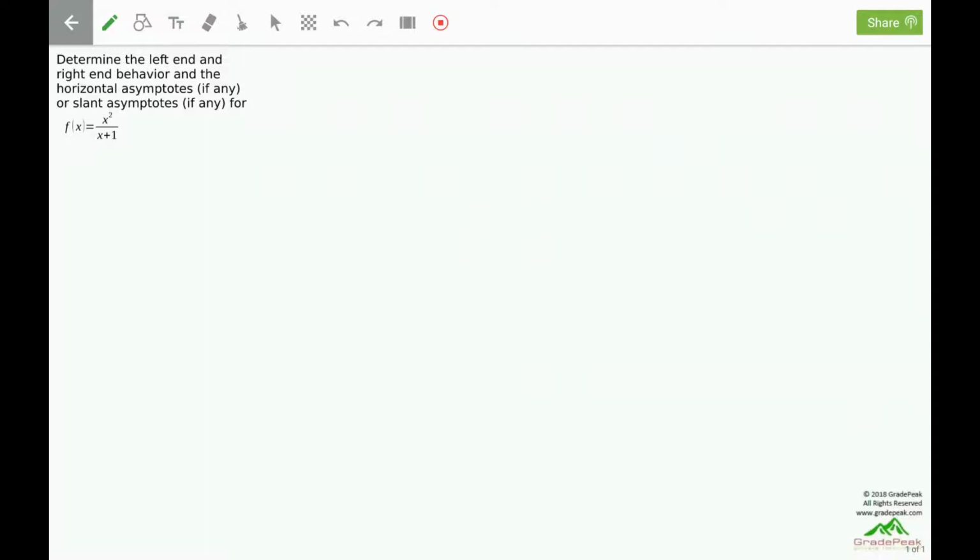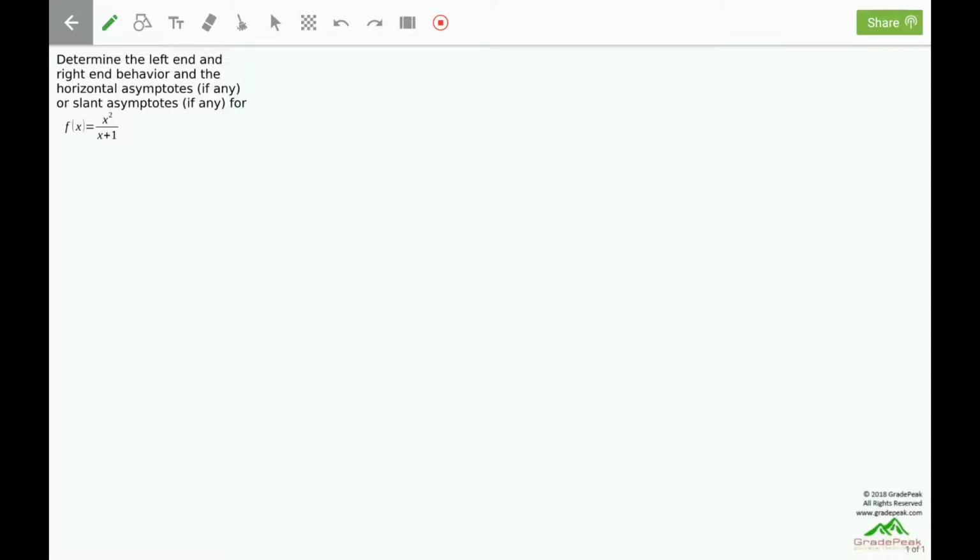Determine the left end and right end behavior in the horizontal asymptotes, if any, or slant asymptotes, if any, for f of x equals x squared divided by x plus 1. If the highest power in the numerator is less than or equal to the highest power in the denominator, f of x will have a horizontal asymptote.